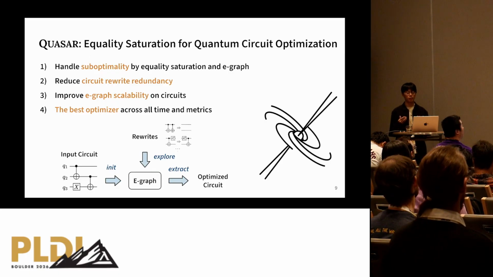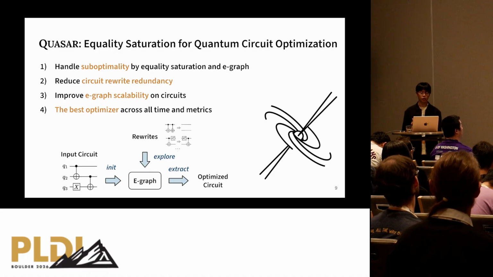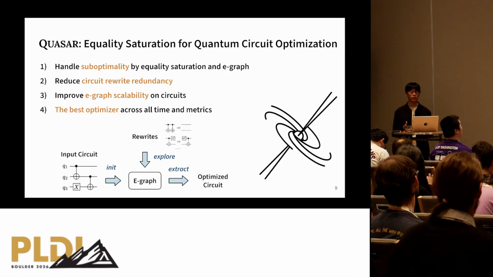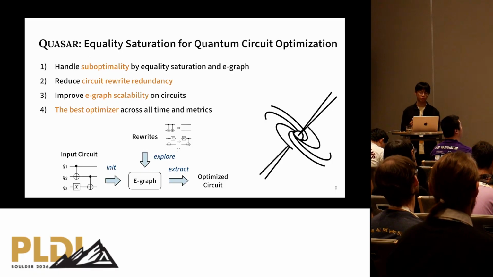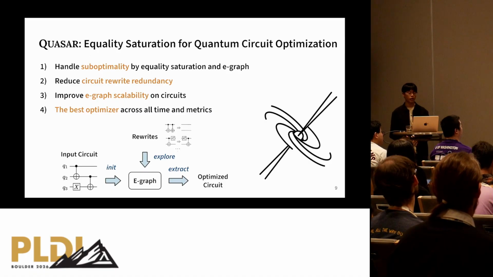First, it handles the suboptimality caused by the phase ordering problem and other root causes by using equality saturation and leveraging the E-graph to represent and do the exploration. Second, it proposes a series of optimizations to both reduce the circuit rewrite redundancy during exploration and improve the E-graph scalability on circuits. Finally, our evaluation shows that Quasar is the best optimizer across all the optimization times and all the possible metrics, over the 100 circuits that our benchmark included.